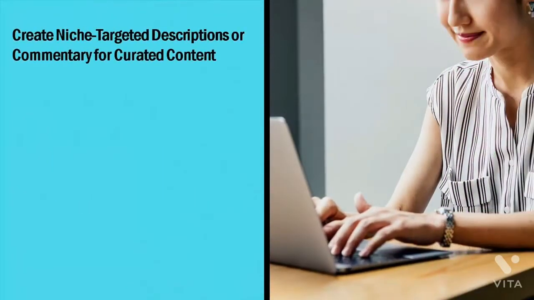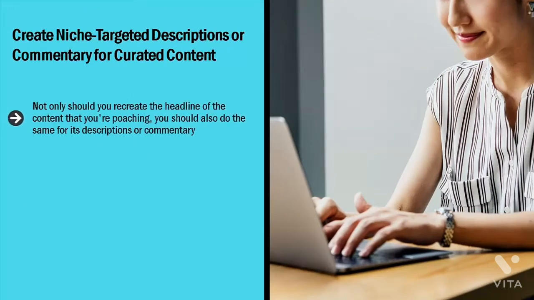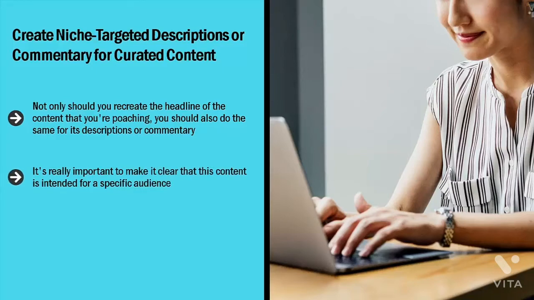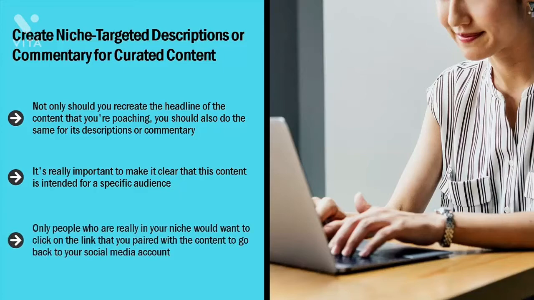Create niche-targeted descriptions or commentary for curated content. Not only should you recreate the headline of the content that you're poaching, you should also do the same for its descriptions or commentary. It's really important to make it clear that this content is intended for a specific audience. This way, when this material blasts its way all over the internet and through all social networks, it can then filter people who are interested in the content. Only people who are really in your niche would want to click on the link that you paired with the content to go back to your social media account.